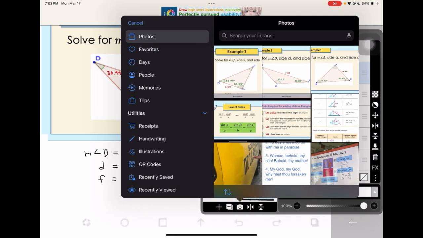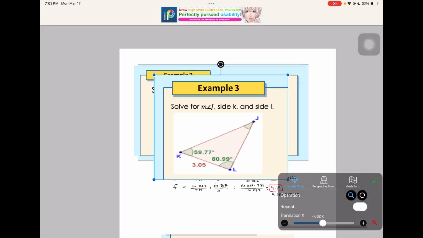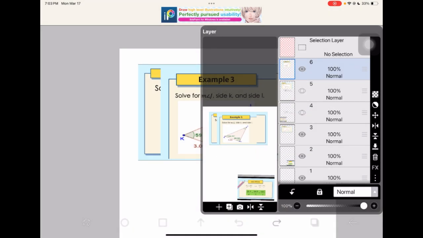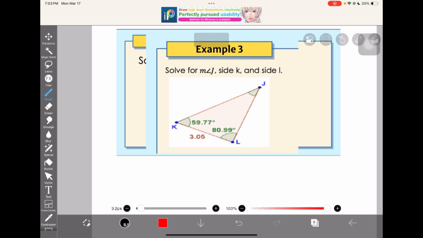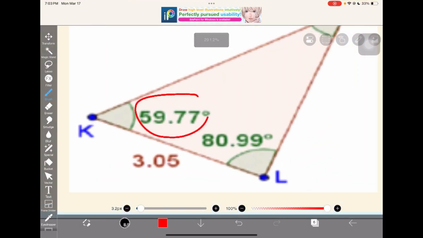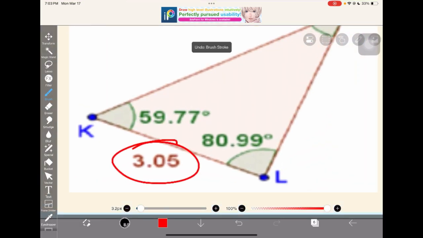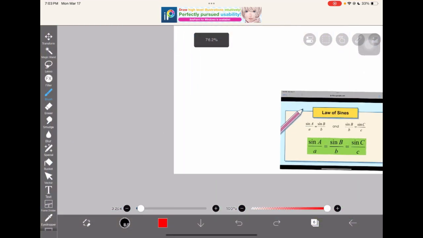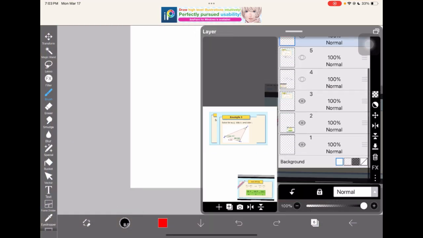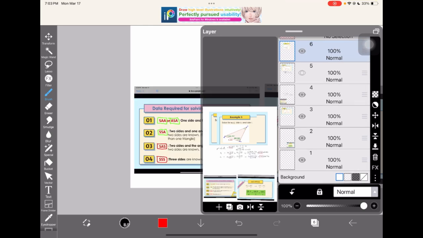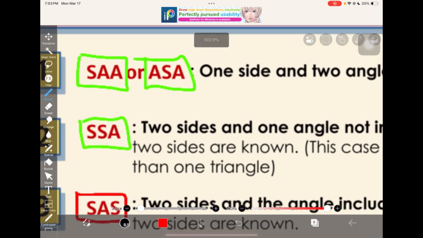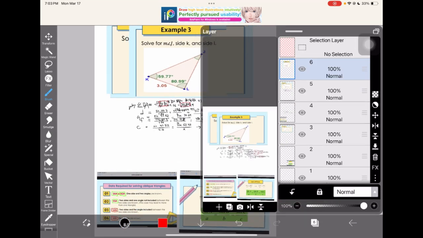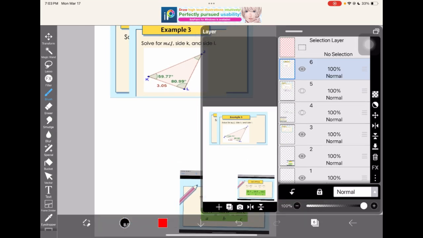We're going to now go with the third example. Once again, hide this for later. Alright, now it's a little bit different. We have an angle, a side, and another angle. So that's going to be ASA. This one's ASA. Oh, okay. This is an entire mess right now.